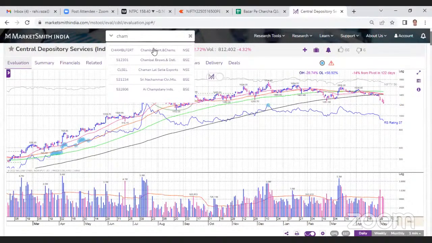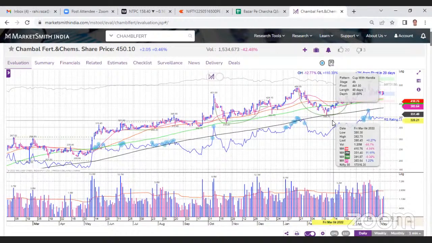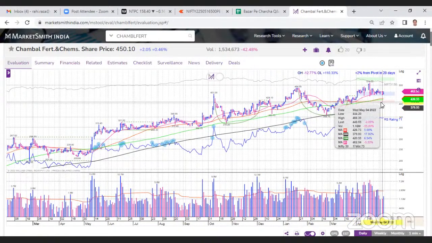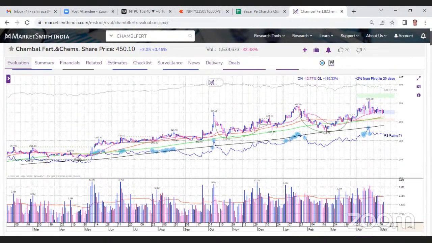Chambal. Please take Chambal Fertilizers. So Chambal Fertilizers has already broken out with a cup with handle formation, and it is just 2% higher than the pivot level, and that is also in 20 days. So obviously there is no strong buying interest, and now the stock is moving sideways. I think it is neither looking dull nor looking so strong.